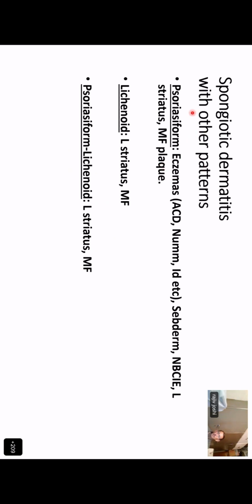And then if you have spongiotic dermatitis with other patterns, so if you have psoriasiform, then long-standing eczemas, seborrheic dermatitis, and a condition known as non-bullous congenital ichthyosiform erythroderma. Forget that. Even mycosis fungoides can show this. So spongiotic lichenoid can be seen in lichen striatus and mycosis fungoides, and spongiotic psoriasiform lichenoid is seen in these two conditions. So this was spongiotic dermatitis.